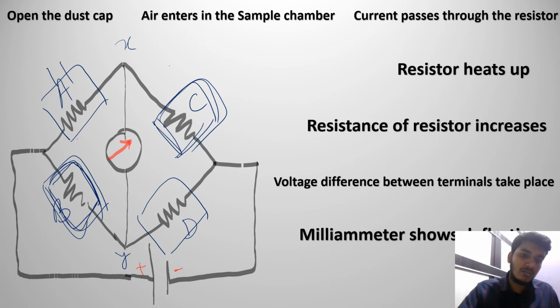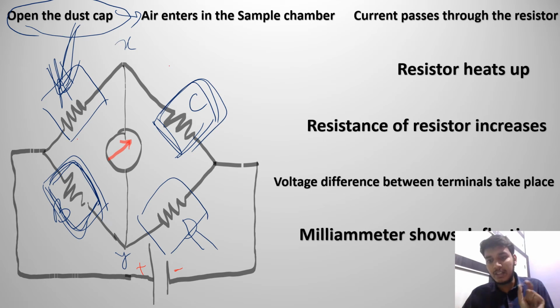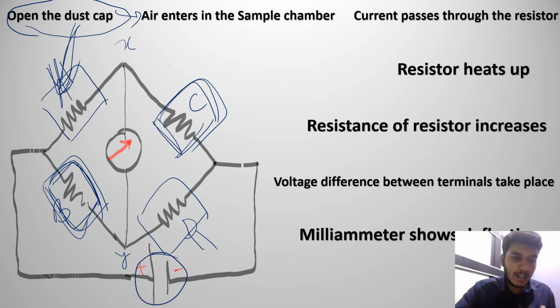It will be entering through a vent. Okay, now as we open the dust cap, the air enters the sample chamber, and as it enters, we will press the methane detect button, due to which the circuit will be completed and current will flow through the circuit.